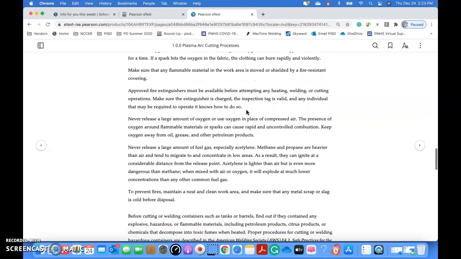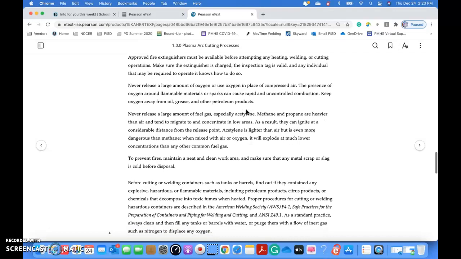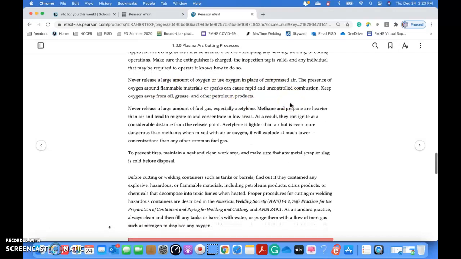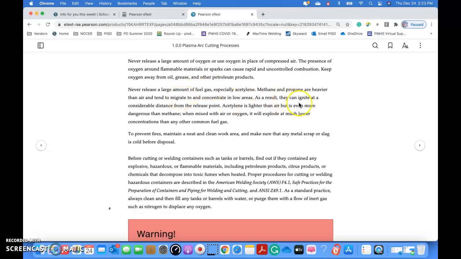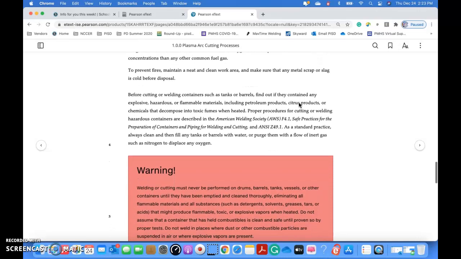Make sure flammable materials in the work area are removed. Approved fire extinguishers are nearby. Never release large amounts of oxygen in the work area. Never release a large amount of fuel gas, especially acetylene. To prevent fires, maintain a neat, clean work area.